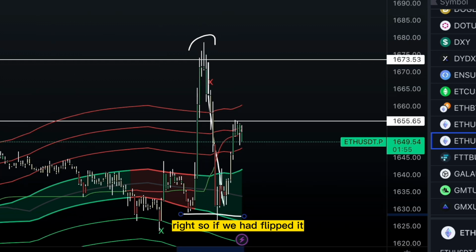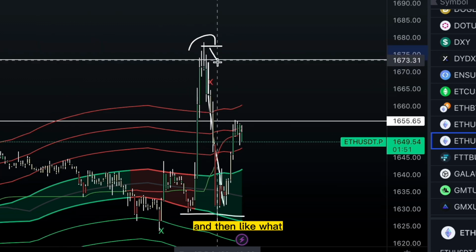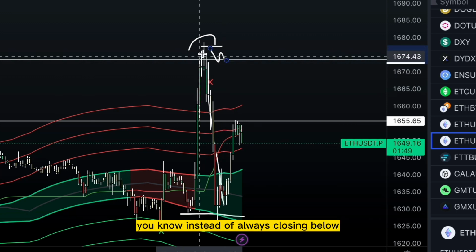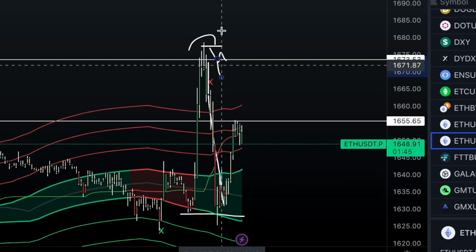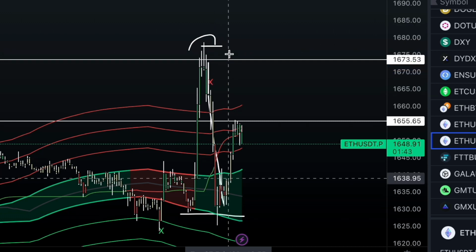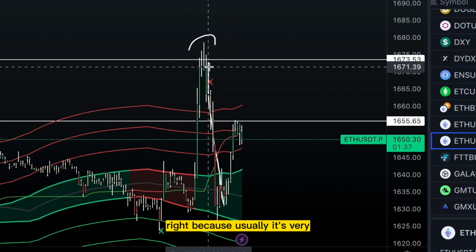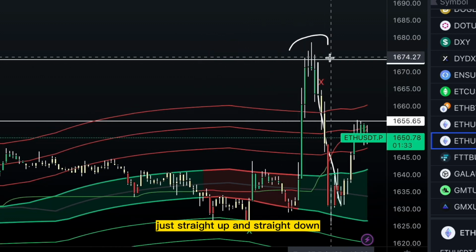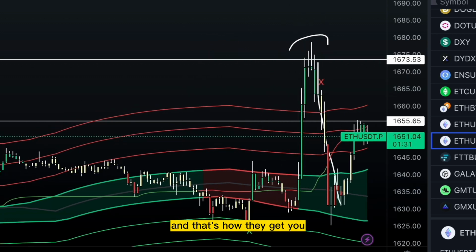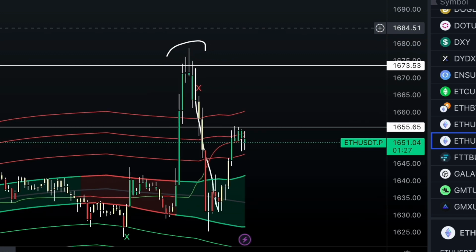If we had flipped it and seen closes above the level, and instead of always closing below, it kept closing above, maybe wicked below but always closed above, that would have been a different story. That wouldn't have been a bull trap, because usually it's very, very sudden. It just goes straight up and straight down. And that's how they get you. It happens so fast you can't really even notice it happening.